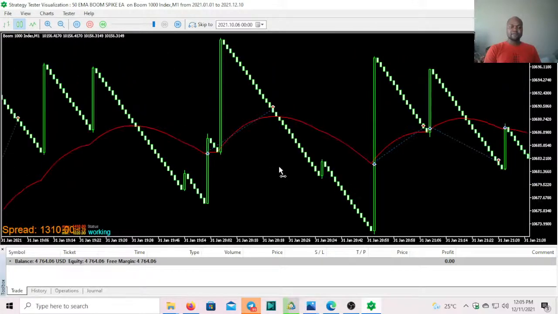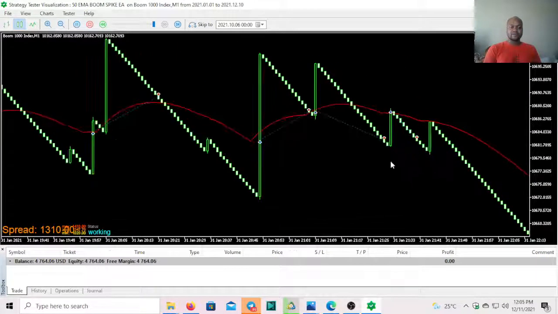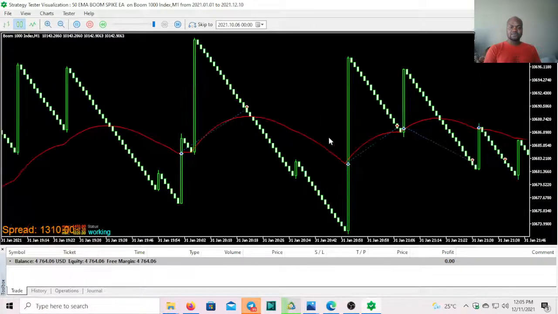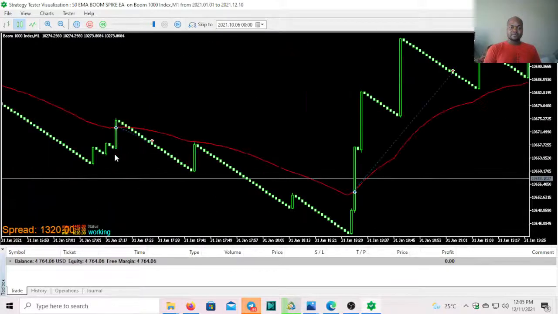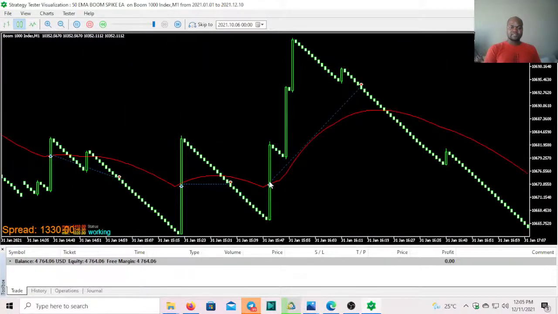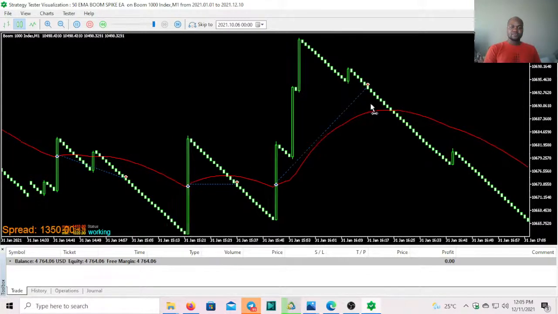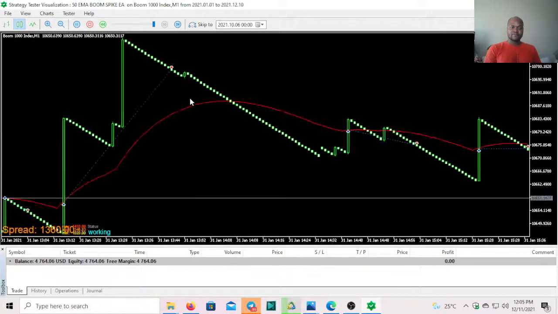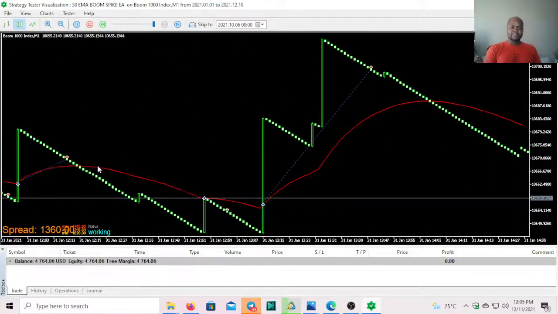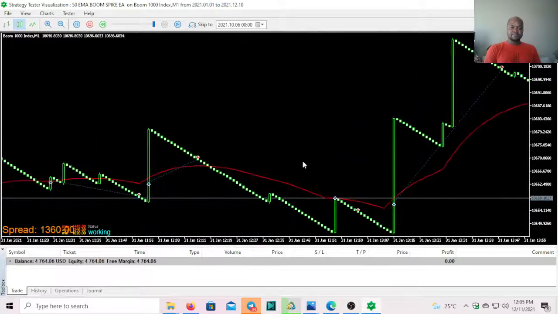Where are we now? We've passed this. Okay, let's just check what was happening here. You see, this spike crossed the 50 exponential, then it was able to buy. The same applies here.